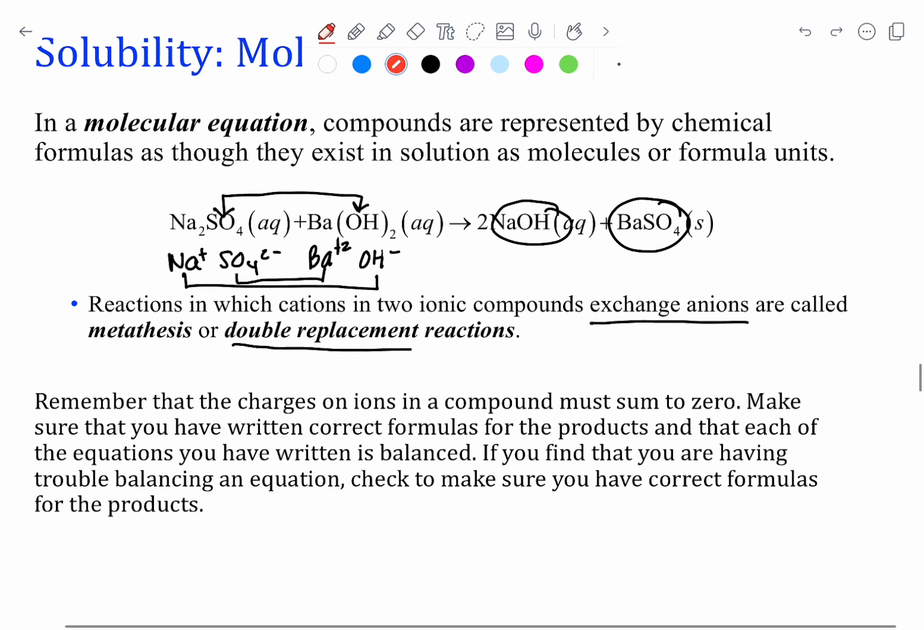Now I'll make a note that we have to remember that the charges on ions in a compound must sum to 0. So make sure that you have written correct formulas for the products. So when we're writing out our products and switching our anions, make sure you've written out the correct formulas for the products and that each of the equations you have written is balanced. And we'll talk about balancing here in a second. If you find that you're having trouble balancing an equation, check to make sure that you have correct formulas for the products. And we'll walk through a few examples to show what we mean by that.